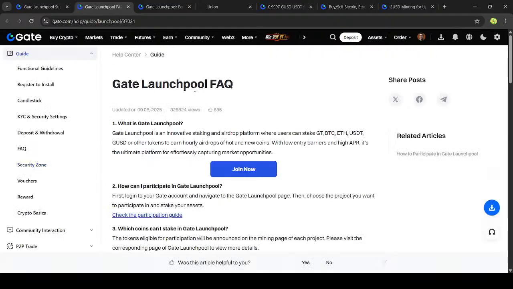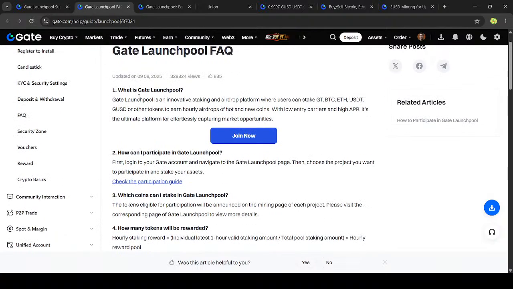So this is the Gate Launchpool FAQ. What is the Gate Launchpool? Gate Launchpool is an investing, staking and airdrop platform where users can stake GT, BTC, Ethereum, USDT, and USD or other tokens to earn hourly airdrops of new coins, with low barriers and high APR. It's the ultimate platform for effortlessly capturing market opportunity guys.